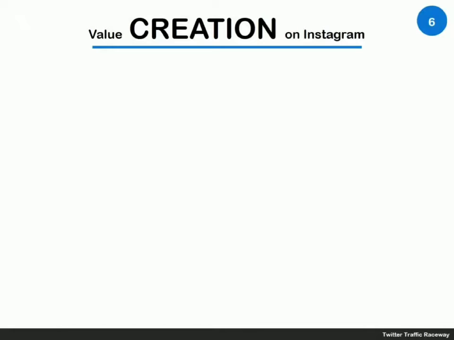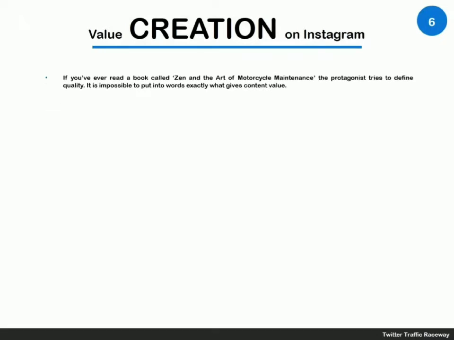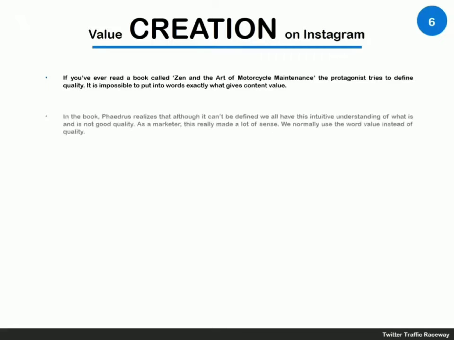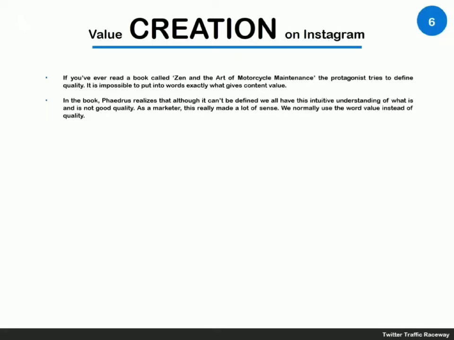Value creation on Instagram. If you've ever read a book called Zen and the Art of Motorcycle Maintenance, the protagonist tries to define quality. It is impossible to put into words exactly what gives content value. In the book, Phaedrus realizes that although it can't be defined, we all have this intuitive understanding of what is and is not good quality. As a marketer, this really made a lot of sense. We normally use the word value instead of quality. You might not know exactly what every reader wants, but we all know what is good and what is bad, and what is good is value or quality.